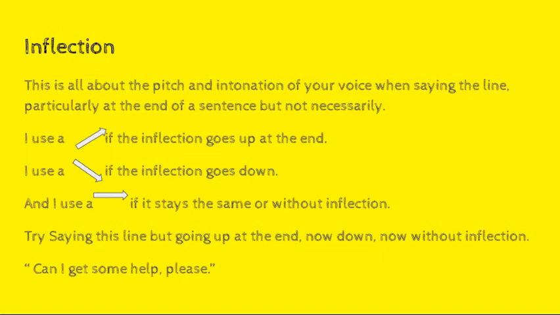Okay, now let's talk about inflection. Inflection is all about the pitch and intonation of your voice when saying the line, particularly at the end of a sentence, but not necessarily. So, what I typically use is arrows at the end of my sentences or wherever I feel like inflection is changing. I use an up arrow if the inflection goes up, and I use a down arrow if the inflection goes down, and I use a straight arrow if it stays the same or without inflection.